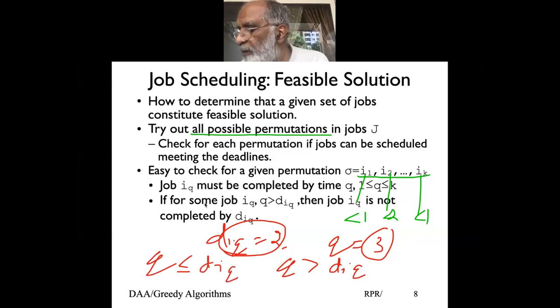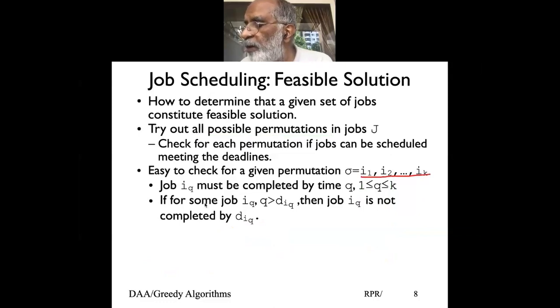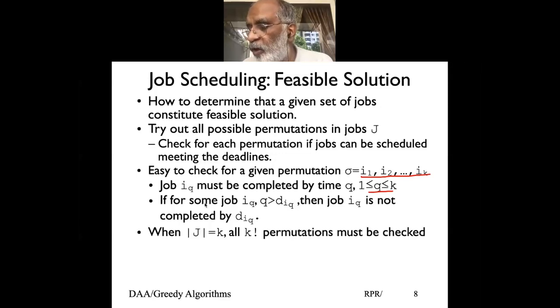So we can look at the schedule, and for each job, if the respective time is less than the deadline, then the job is feasible. So for any job where the scheduling order is less than the deadline, it will work fine. Otherwise, it will not work.